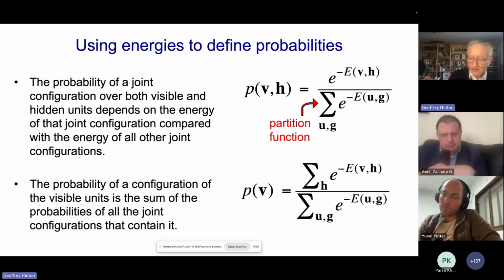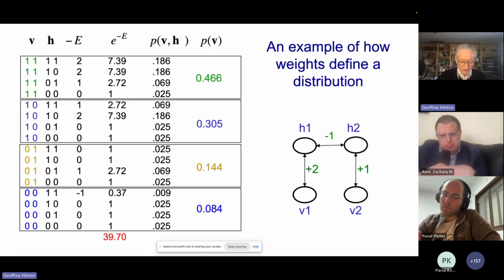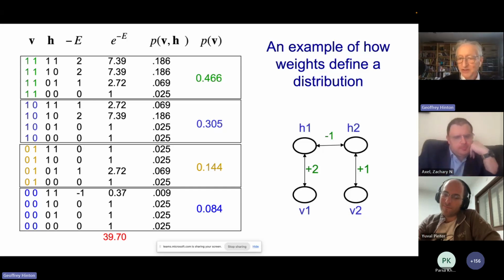And I'm going to go through a worked example because I find I always understand these things much better if I've seen a worked example. So let's have a very simple network with 2 visible units and 2 hidden units. So there's 4 possible states of the visible units, 1, 1, 1, 0, 0, 1, and 0, 0. And there's 4 possible states of the 2 hidden units. And there's obviously 16 possible joint states, which I've shown you in this table. And so the top 4 lines are when the 2 visible units are on, and we look at all possible states of the hidden units.